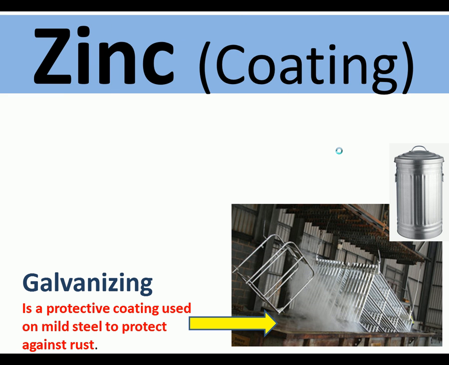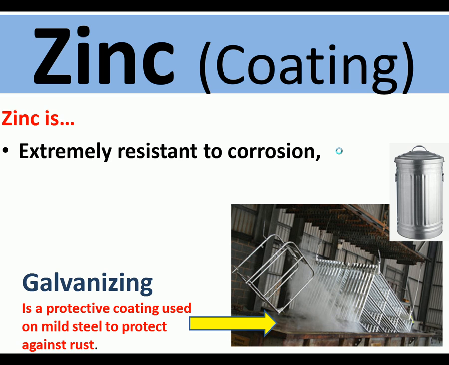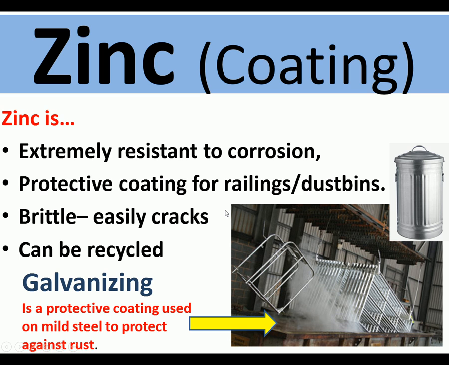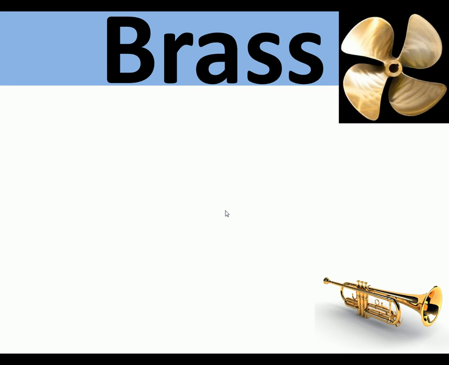Zinc is mainly used in a coating which is called galvanizing. Zinc is extremely resistant to corrosion. It is a good protective coating for railings and dustbins, as I can see here. It is brittle and easily cracks on its own, and it can be recycled. Brass.